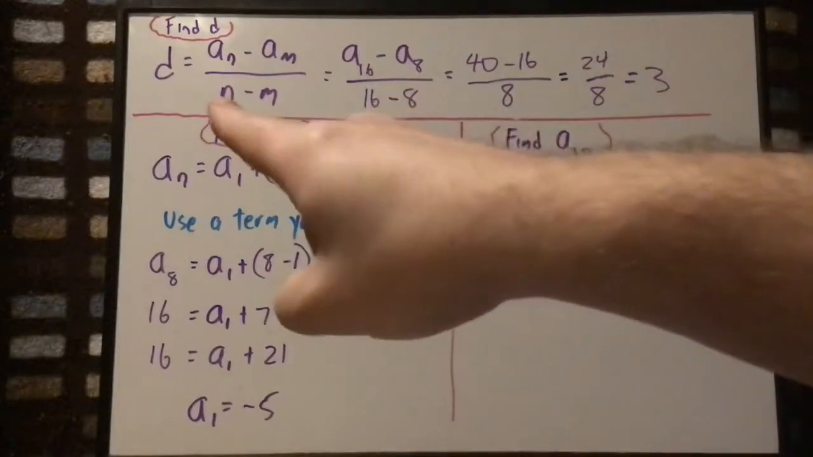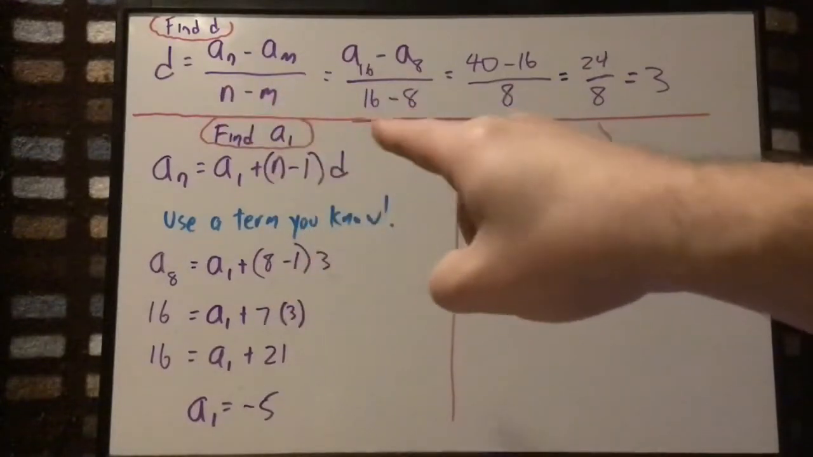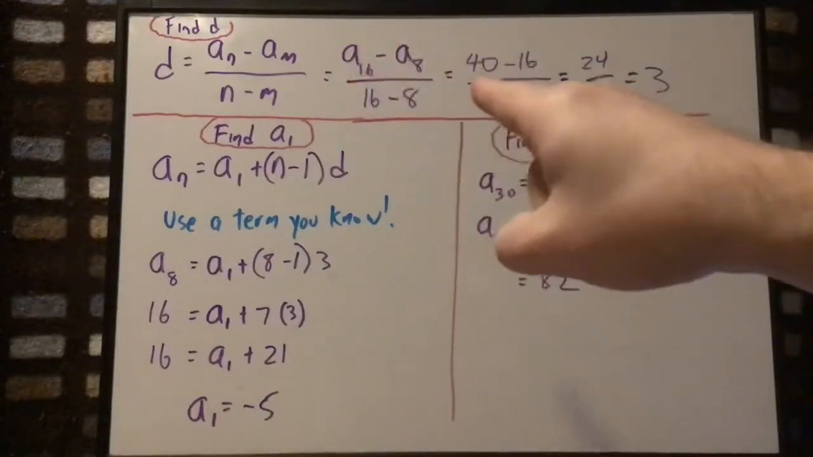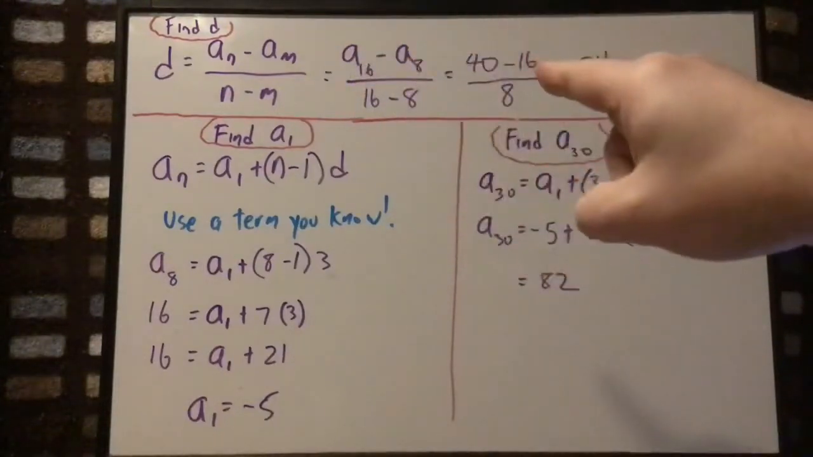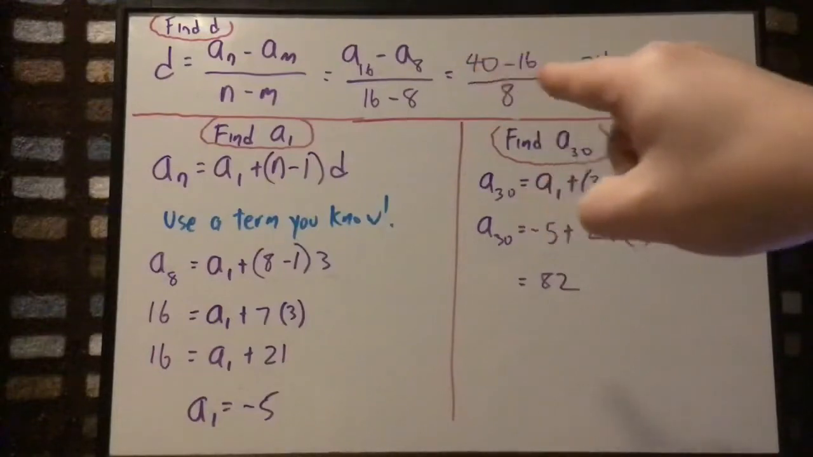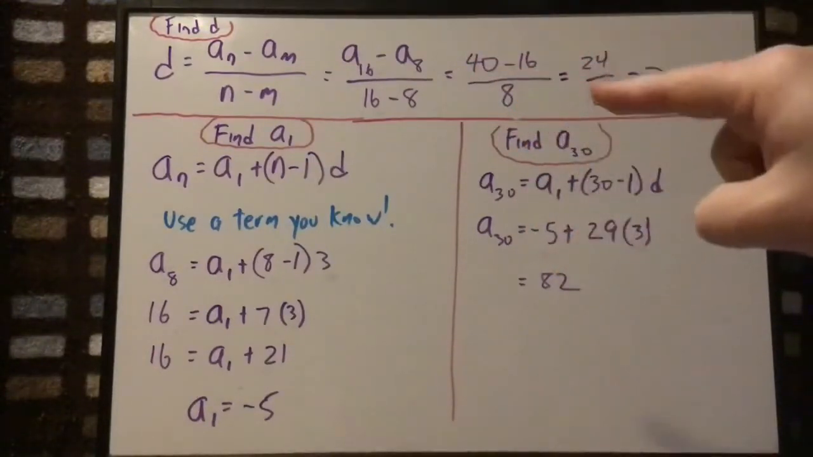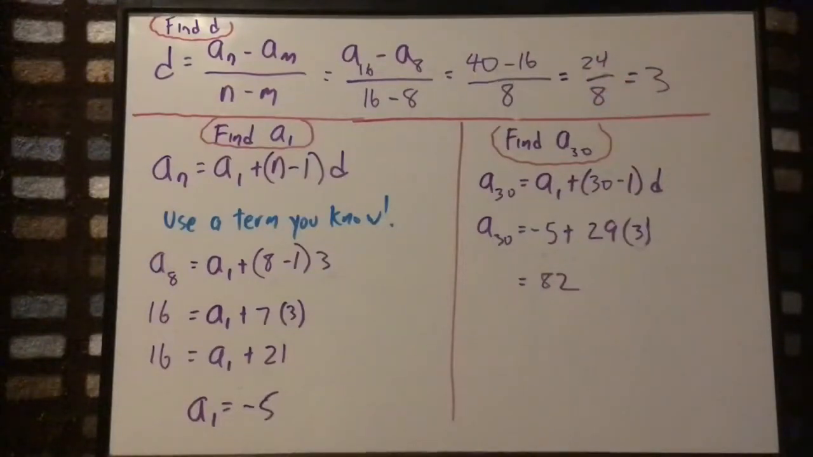the term numbers. The term numbers are 16 and 8, so they go in here. Now, 16 minus 8 gives you 8, but the 16th term is 40 and the 8th term is 16. So after I plug in the terms that I know and their term numbers and subtract everything, I get 24 over 8, which is 3. So the common difference for this problem is 3, meaning every term goes up by 3.